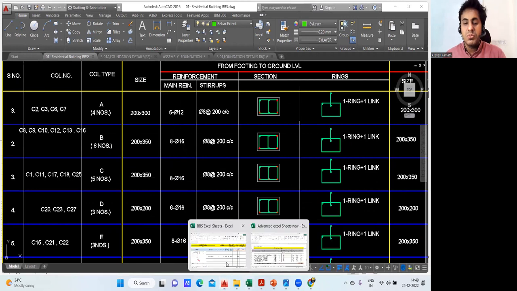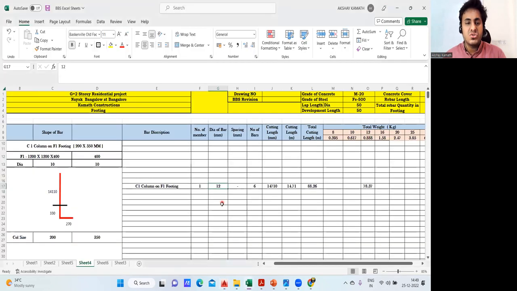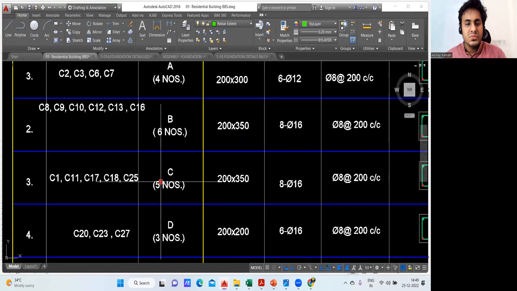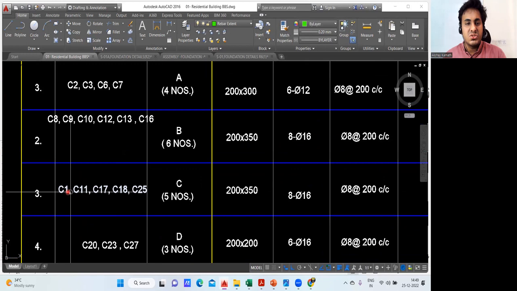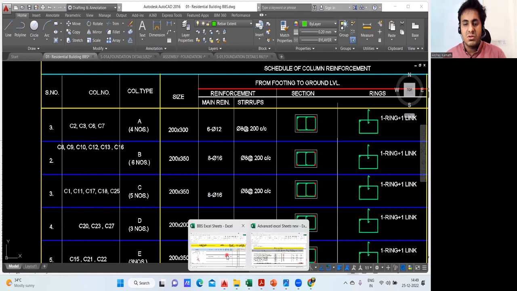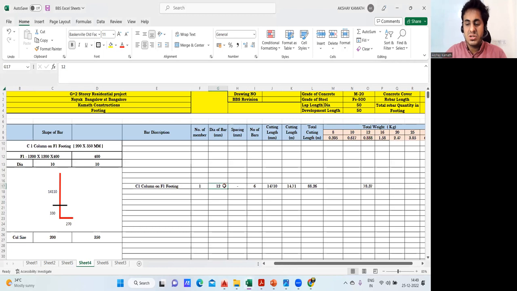So what I'll do, I'll come to the Excel sheet. Why is it 12 then? This is C1 column, no? Right, C1 column is here. And what have I written? 16 dia, 8 bar, isn't it? 16 of 8. Okay, fine. Then I'll make this as 16.